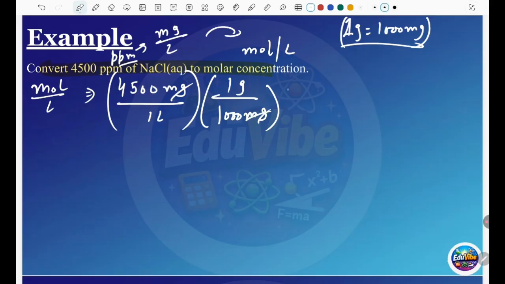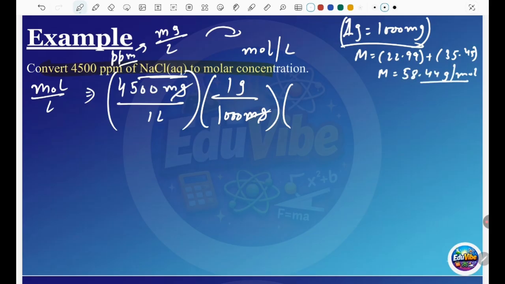Now you want the moles in the numerator. So NaCl. You can calculate the molar mass of NaCl. So 22.99 plus 35.45, you will get 58.44 grams per mole. So you got moles up. So 1 mole is equal to 58.44 grams. The grams and grams cancel out.